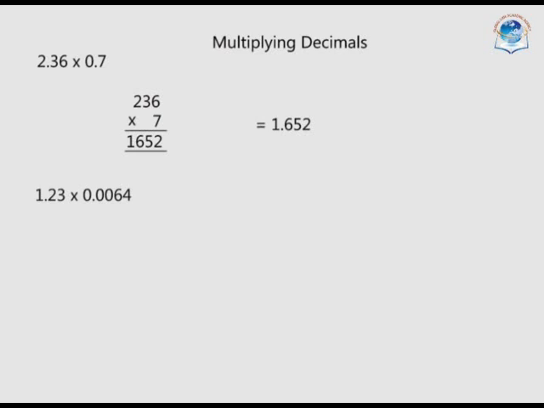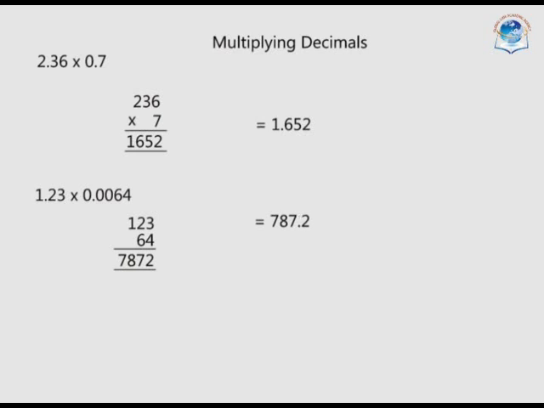1.23 times 0.0064. Ignoring the decimals, we shall have 123 times 64. And that should give us 7,872. Count the total number of decimal places: 6 decimal places. And so we shall count from the right 6 places.